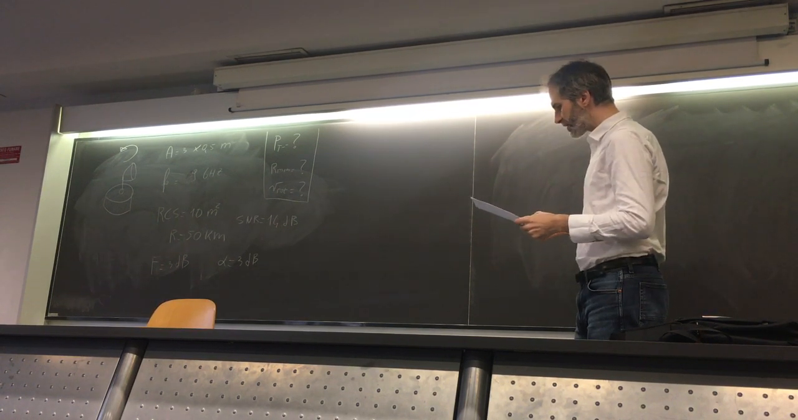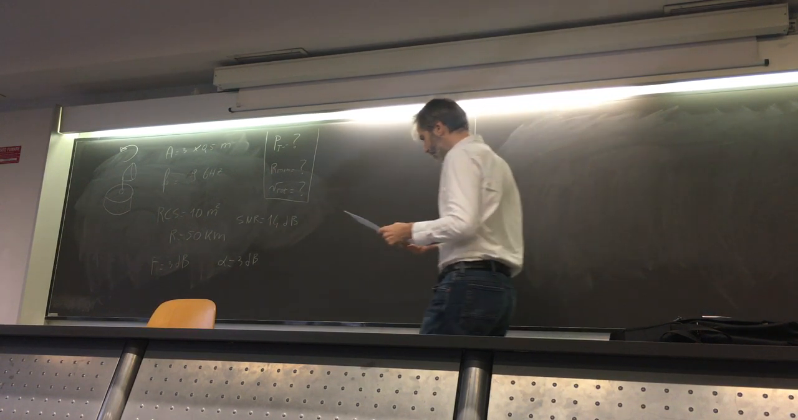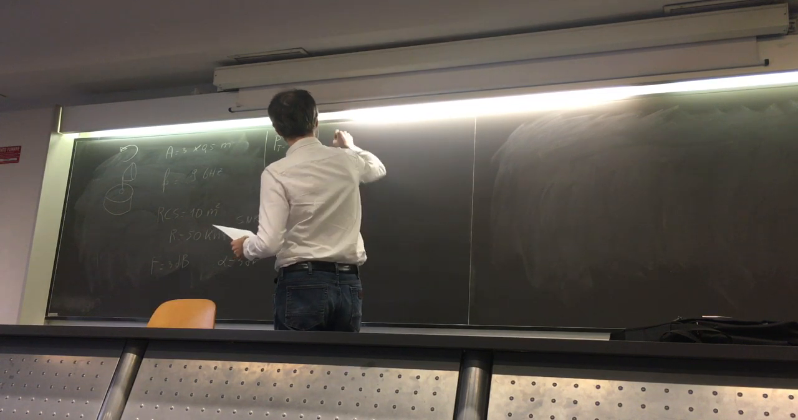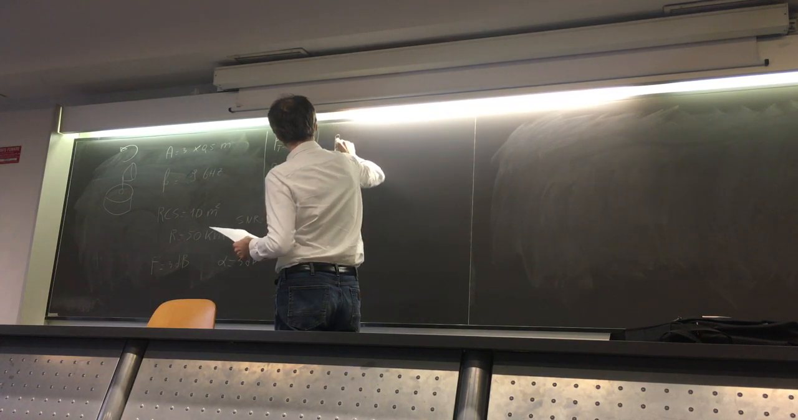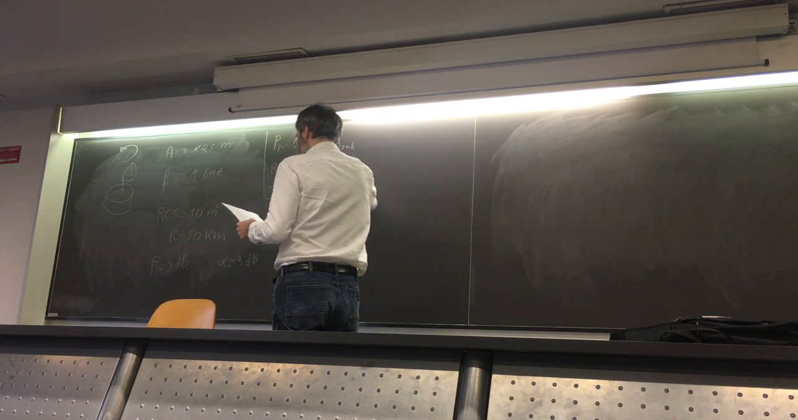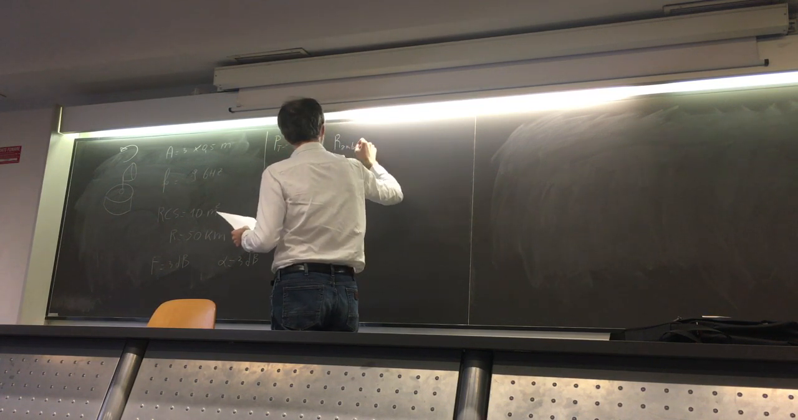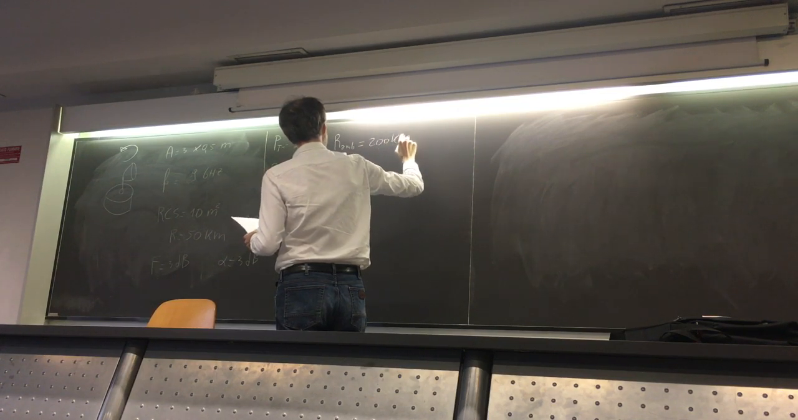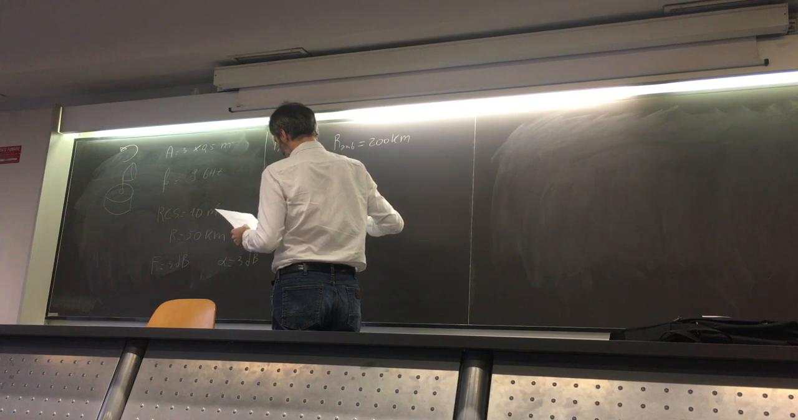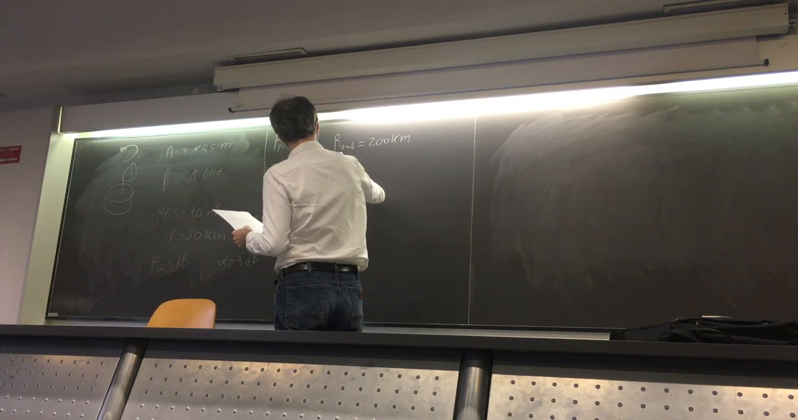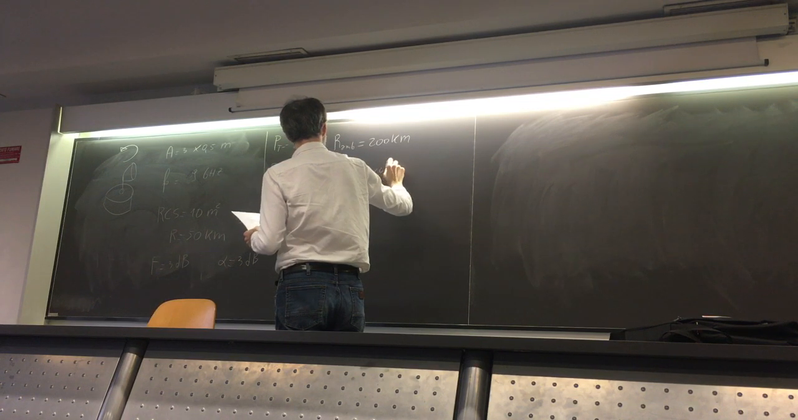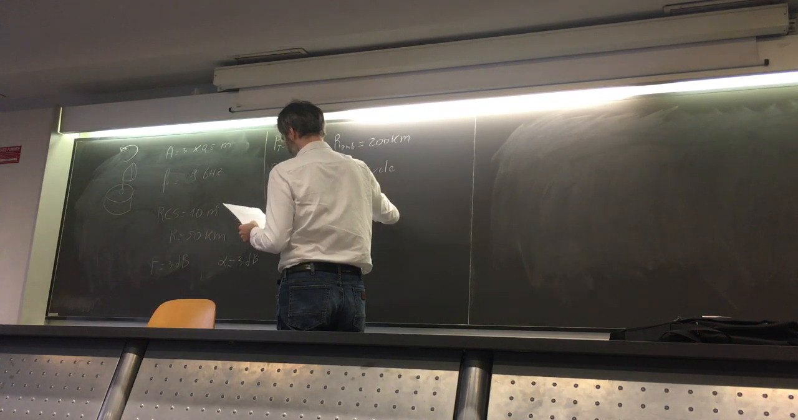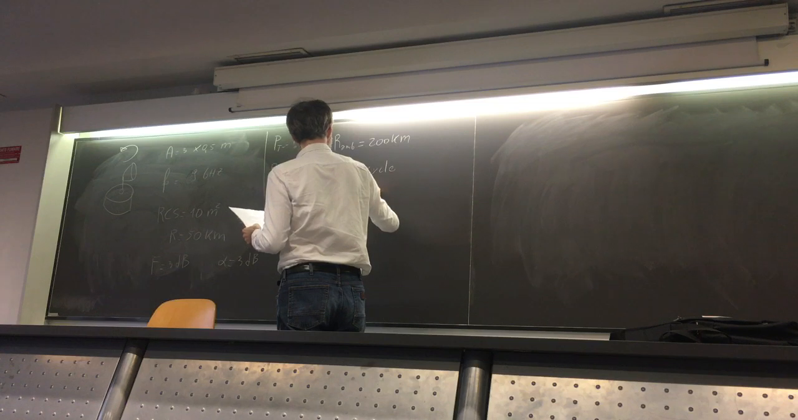Okay, so another data that you have is that your maximum non-ambiguous distance, or your first ambiguity, has to occur at 200 kilometers from the radar, and that you have a duty cycle of 20%.